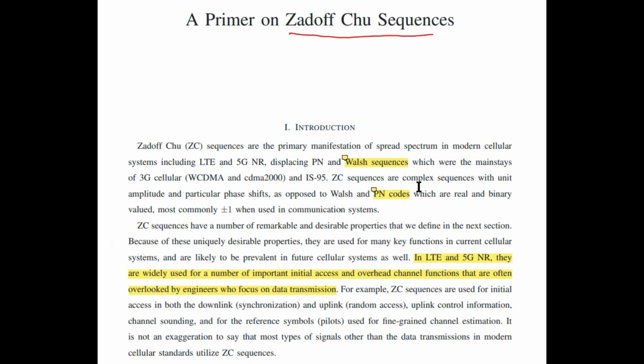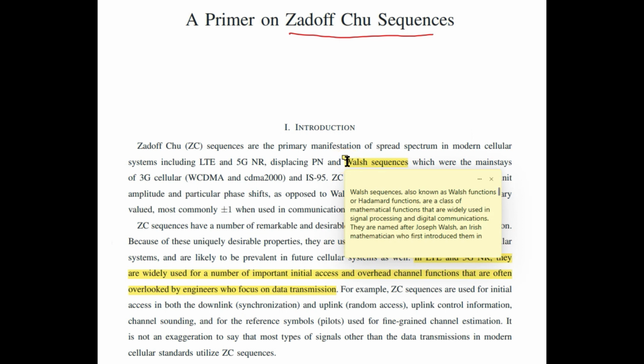And these sequences are complex sequences with unit amplitude and a particular phase shift. That means its amplitude is always 1, and it changes the phase shift. Okay, और बेसिकली ये जो है Walsh और PN codes को अपोजिट करता है। ठीक है, Walsh sequence क्या होता है? Walsh sequence is also known as a Walsh function, a class of mathematical functions that is widely used in signal processing and digital communication.